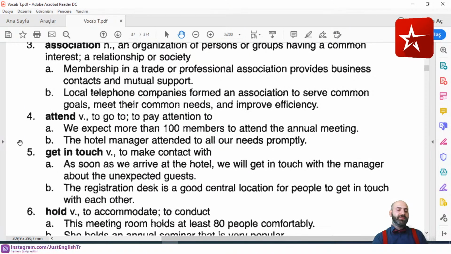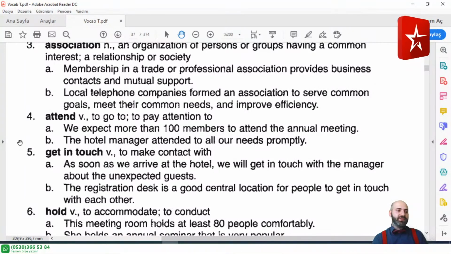We have got two example sentences over here. Sentence A says, as soon as we arrive at the hotel, he will get in touch with the manager about the unexpected guests. You understand the sentence, I think.